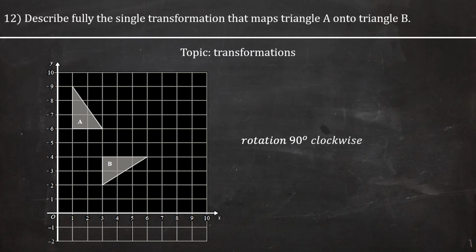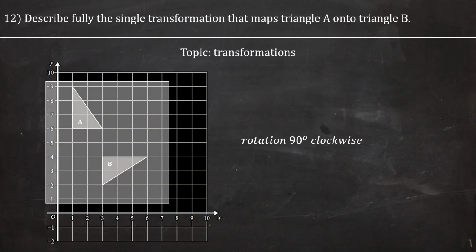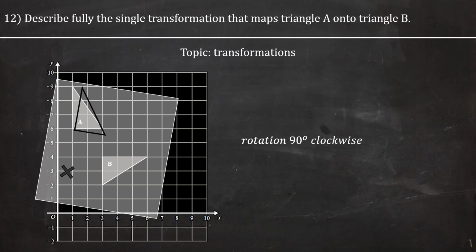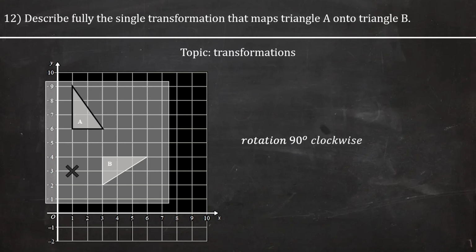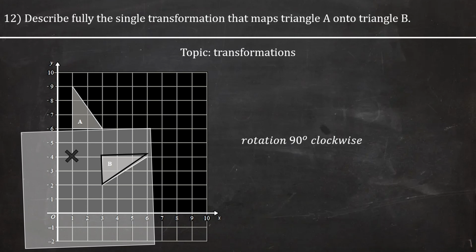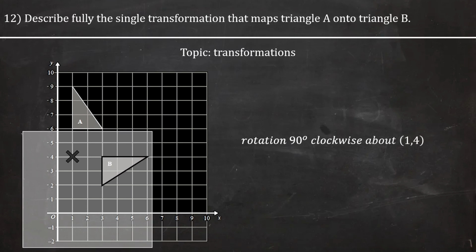Now to find the center of rotation, we're going to get our tracing paper. We're going to draw our shape A, and we're going to be trying a couple of different centers to see which one works. So we're going to start with 1, 3. You put your pencil on 1, 3, you rotate 90 degrees, doesn't work. Go back to normal. Then try a different center. So I'm going to try 1, 4 now. Pencil on the center, rotate your shape. Works perfectly, so the final answer is rotation 90 degrees clockwise about 1, 4.